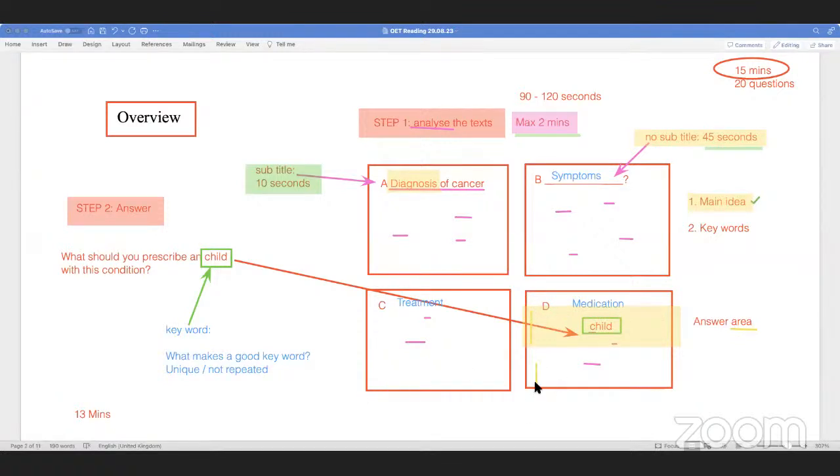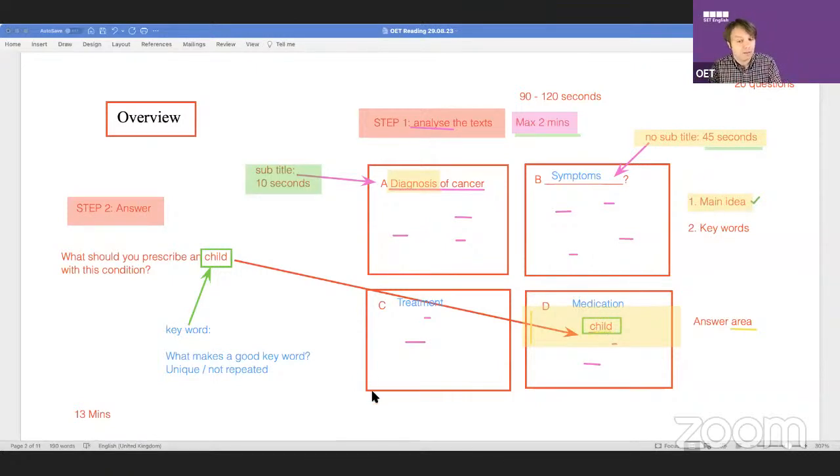My answer is not going to be here, right? Because I found my keyword, child, here. So I know that I'm only going to really look in this part. This is my keyword. It tells me where the answer is, but it does not tell me what the answer is.